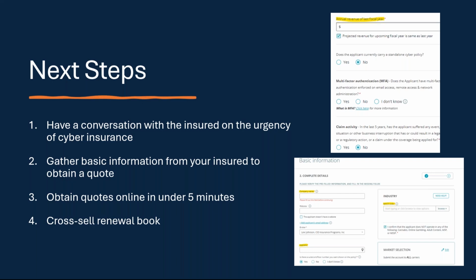We highly recommend using this as a cross-sale opportunity where you can present a cyber quote at the time of renewal with your other insurance. If you're not in a position to send out quotes with all of your renewals, we have cyber marketing flyers on our website at cidinsurance.com that you can customize and send along with your renewals.